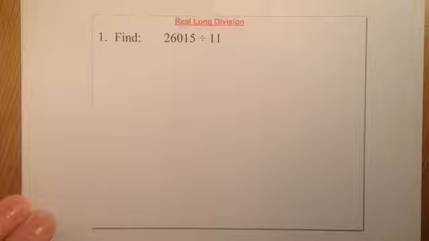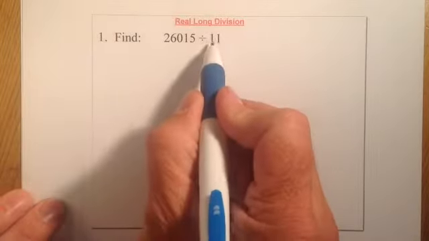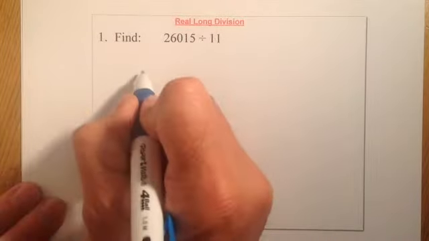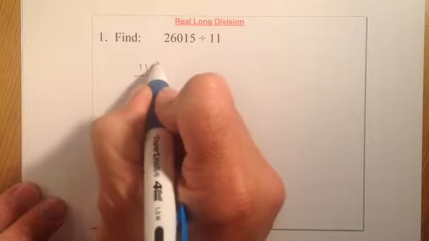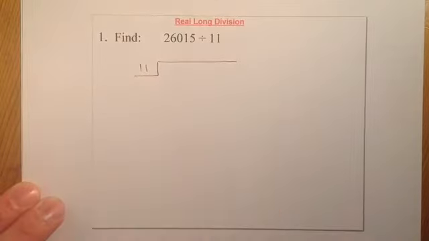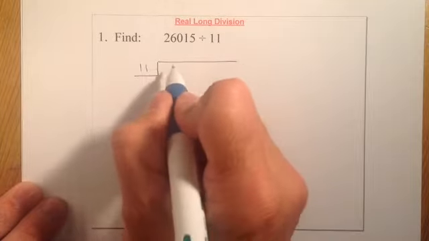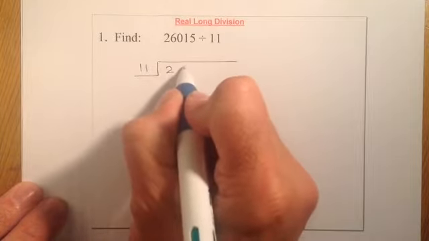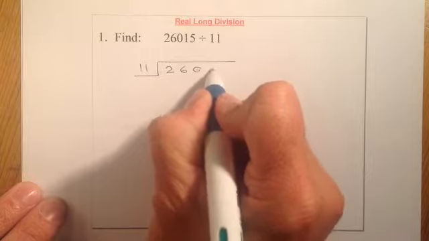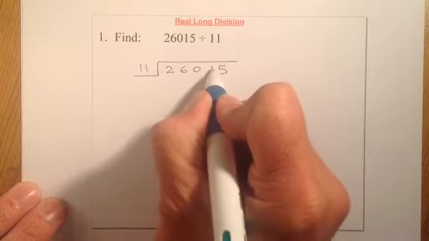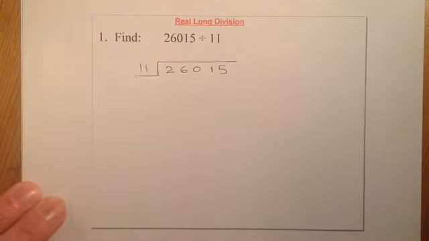Right, so the first thing I'm going to do is set it out. I'm going to be dividing by 11, so it's the 11 that would appear outside the division sign. I'll put the number that I'm going to be splitting up in the middle, so I've got 2, 6, 0, 1, 5. And I'm going to try and work out the answer to this one.